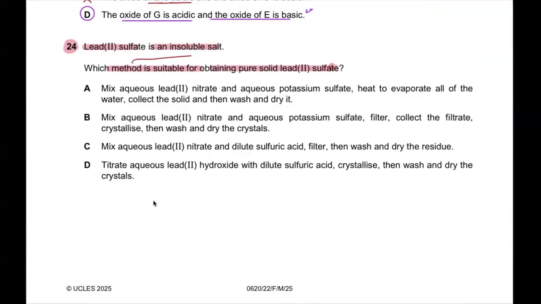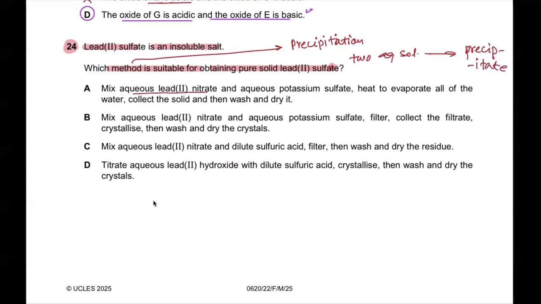So the precipitation method. In the precipitation method, if you recall, two aqueous solutions give you a precipitate, right? So mix aqueous lead nitrate, yes, because it's aqueous, and aqueous potassium sulfate. Okay, we will get the precipitates, right?